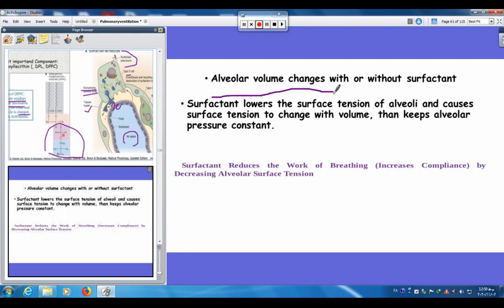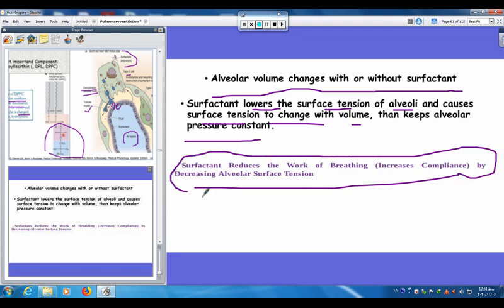Alveolar volume changes without surfactant. You should know that surfactant lowers the surface tension of the alveoli and causes surface tension to change with volume. Then it keeps alveolar pressure constant. Okay. Surfactant, in conclusion, reduces the work of breathing and increases compliance by decreasing alveolar surface tension.